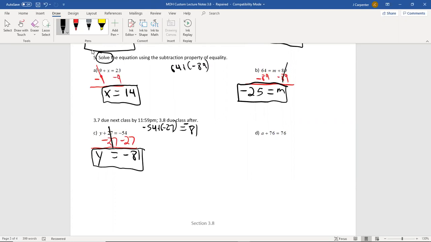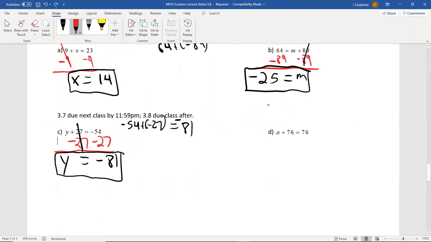Next up, a plus 76 equals 76. Now again, I'm not even looking at the number by itself. I'm only looking at numbers on the side of the variable. And that says a plus 76. So I should probably, let me hit undo. Undo, please undo, there we go. Because that says a plus 76, I want to subtract 76, but not just on one side, on both sides. Let me zoom in a little so I can just make that look a little neater. Okay, there we go.